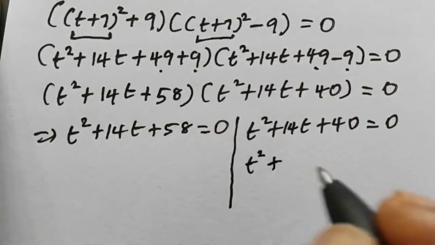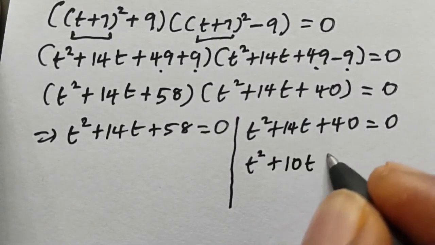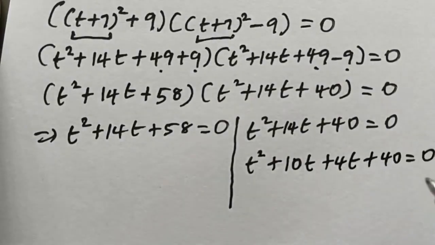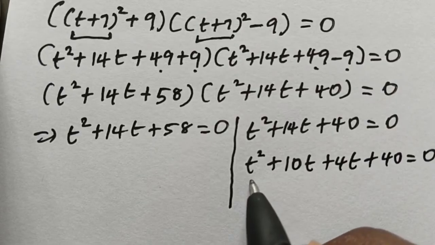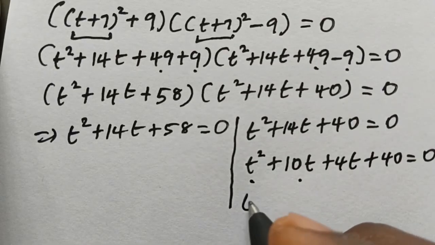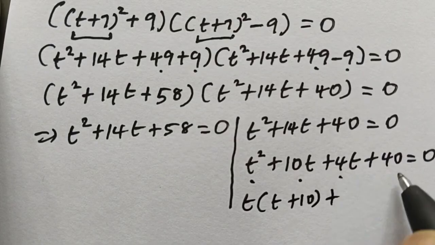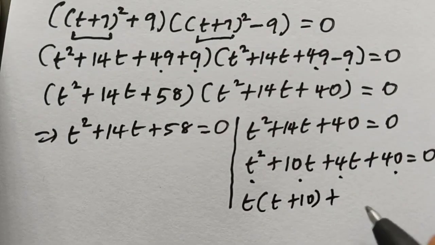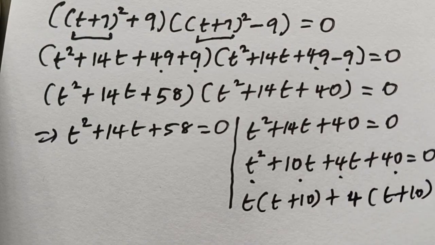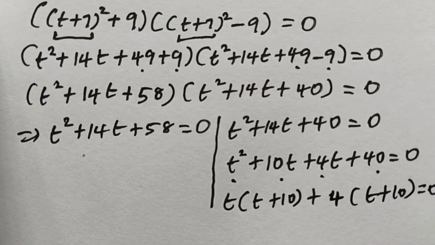t^2 + 14t + 40 could be written as t^2 + 10t + 4t + 40 equal to 0. What is common here? t is common, we can pull it out, so that will be t(t + 10). Plus, what is common here? 4 is common, we can factor it out. We have 4(t + 10) equal to 0.